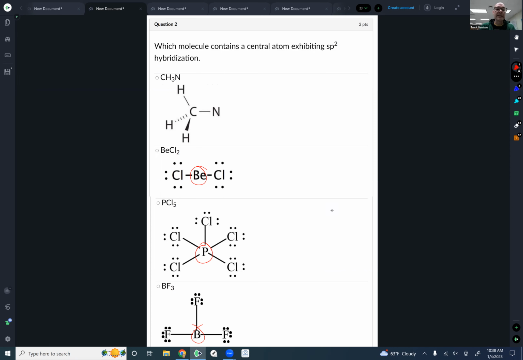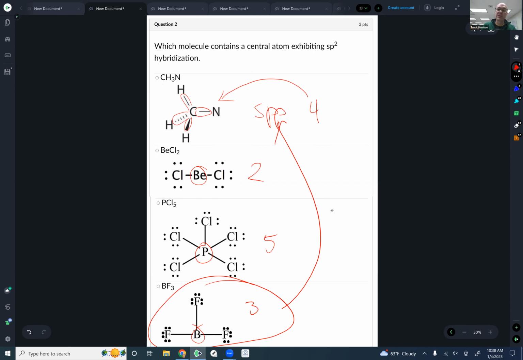So what we're looking at is the number of ligands here. And what the sp2 would mean is that it would have 3 ligands. Well, this molecule has 4, this molecule has 2, this one has 5, this one has 3. Therefore, that is the answer that we are looking for, the sp2 hybridization.